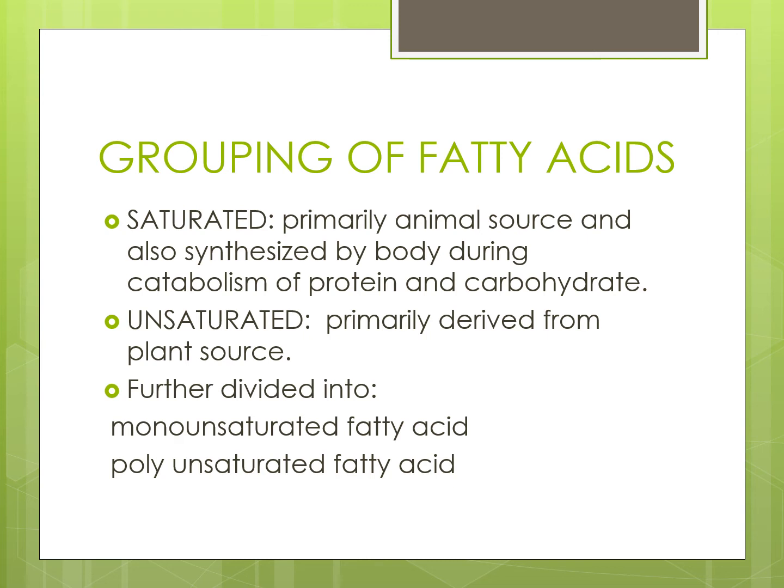Grouping of fatty acids. Fatty acids are divided into saturated fatty acids such as lauric, palmitic, and stearic acid, and unsaturated fatty acids. Saturated fatty acids are primarily from animal sources and are also synthesized by the body during catabolism of protein and carbohydrate. Unsaturated fatty acids are primarily derived from plant sources. They are further divided into monounsaturated fatty acids and polyunsaturated fatty acids. Monounsaturated fatty acids are also known as MUFA, example oleic acid. Polyunsaturated fatty acids are known as PUFA, example linoleic and alpha-linolenic acid.